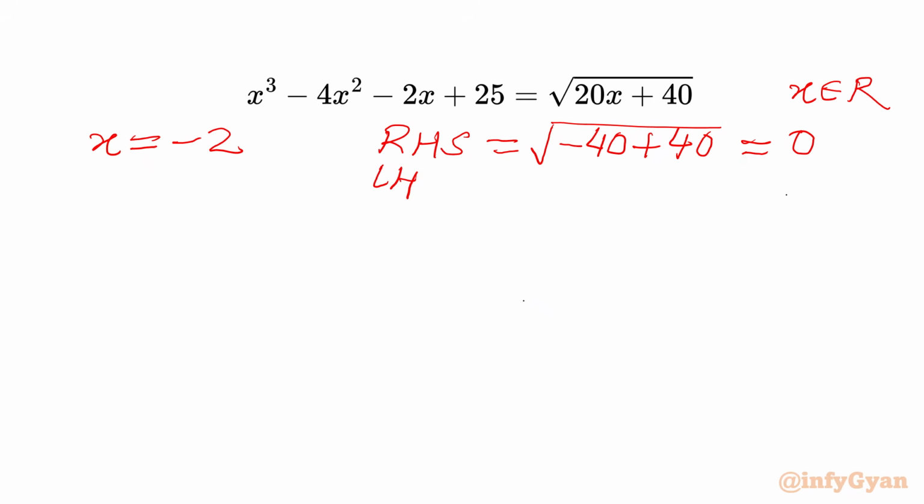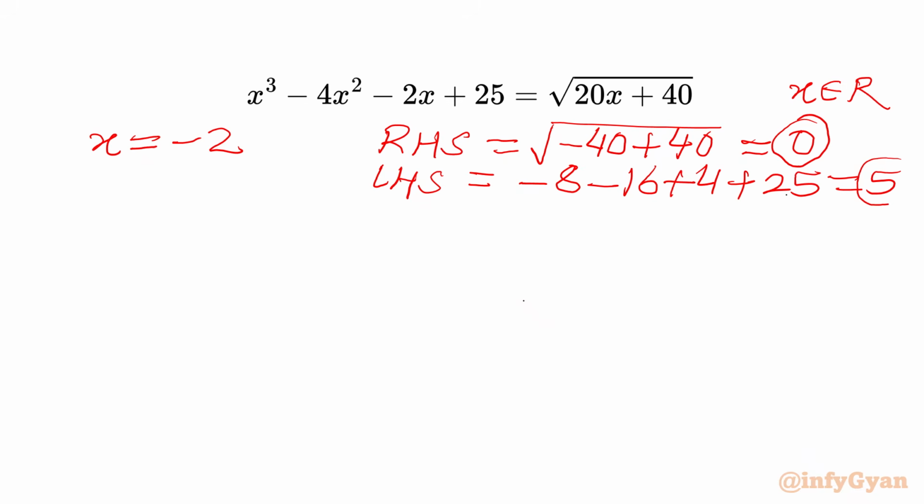Left hand side at x equal to -2: (-2) cube is -8, -4 times 4 is -16, -2 times -2 is plus 4, plus 25. So it is 29 minus 24. The value will be equal to 5. RHS is 0, LHS is 5. LHS is not equal to RHS. So x cannot be equal to -2.